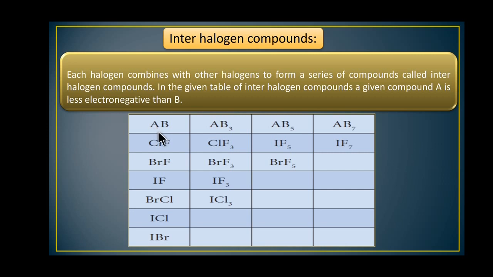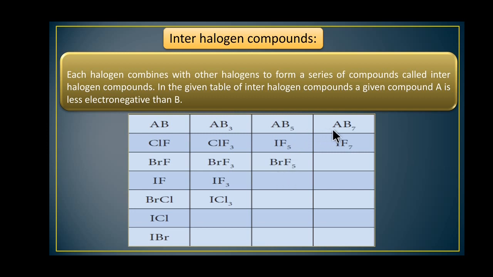So these are the examples for AB type interhalogen compounds. Next, AB3 type. Here also the rule is followed: A is less electronegative compared to B. The examples for AB3 type are ClF3, BrF3, IF3 and ICl3. Next, AB5 type. Here also A is less electronegative compared to B. Examples for AB5 are IF5 and BrF5.